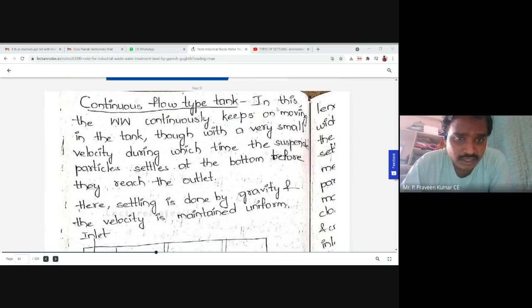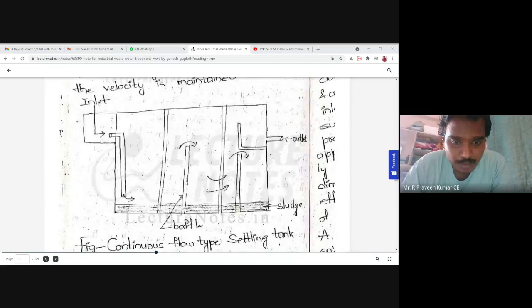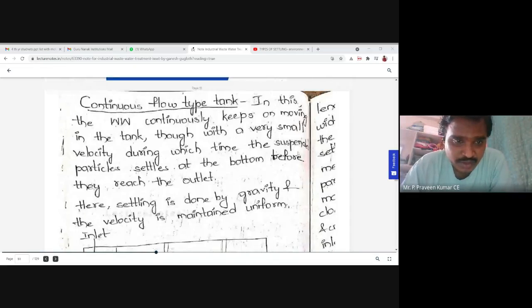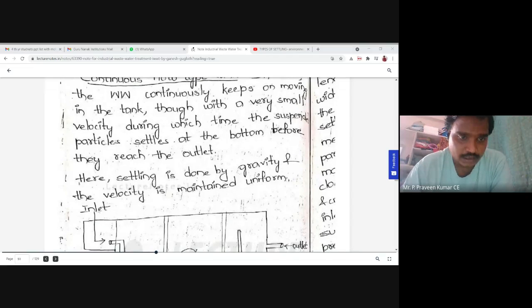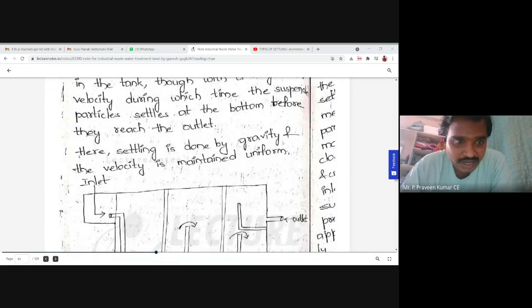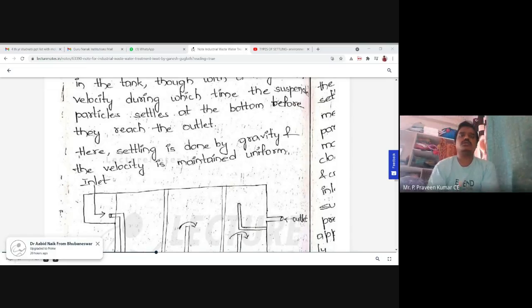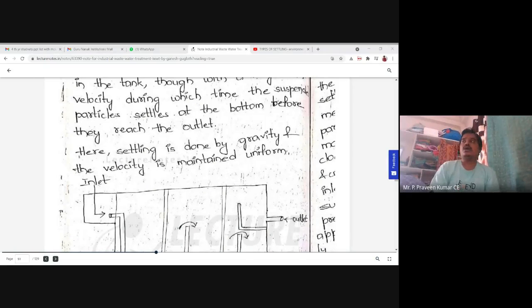In this, the waste water continuously keeps on moving through the tank, though with a very small velocity, during which time the suspended particles settle. How is the velocity decreased? With the help of these vertical baffles. At that time, the suspended particles settle at the bottom of the tank. Here, settling is done by gravity, and the velocity is maintained uniform. Due to gravity the particles settle, and the velocity is maintained constant. This is how the particles are going to be settled.